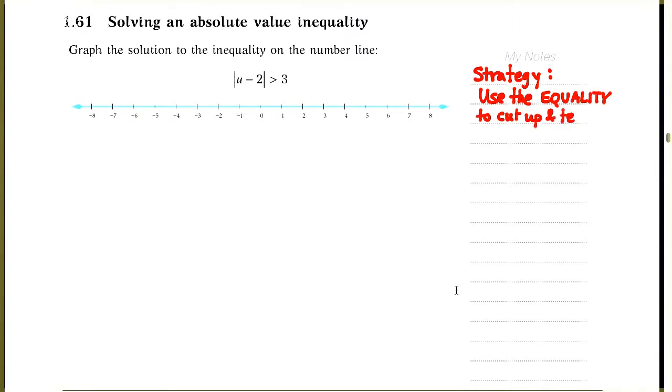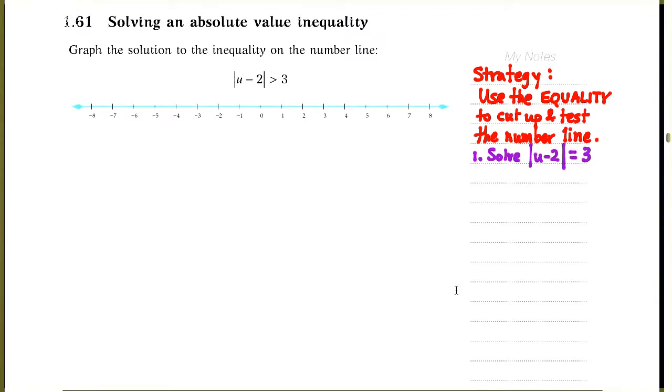And the strategy for solving any inequality which is more complicated than the one that we just did a minute ago, the strategy that I like, anytime you're not sure how to proceed, is to forget for the moment that it's an inequality at all. Make it an equality. In other words, put an equal sign there. And our strategy is going to be to use that equality to cut up and test intervals on the number line to see which ones of them are part of the solution and which ones are not. So here's what that's going to look like.